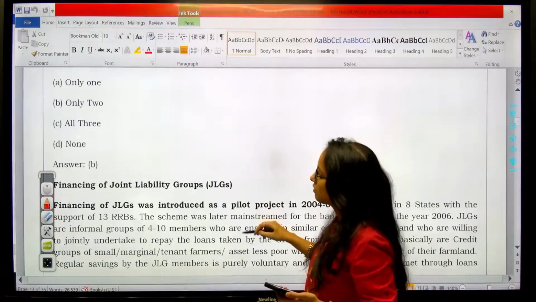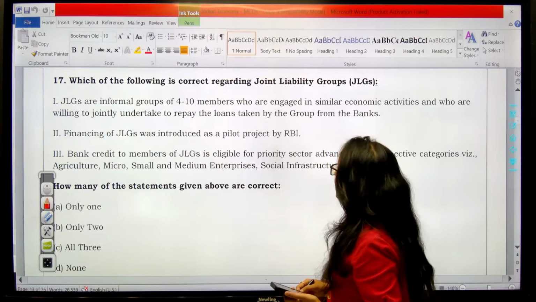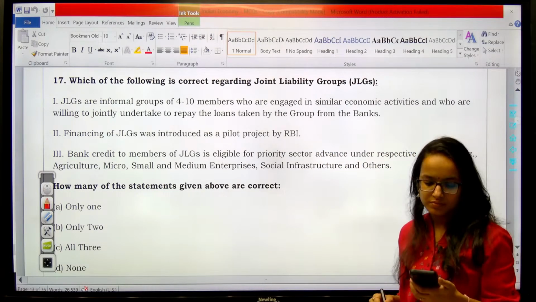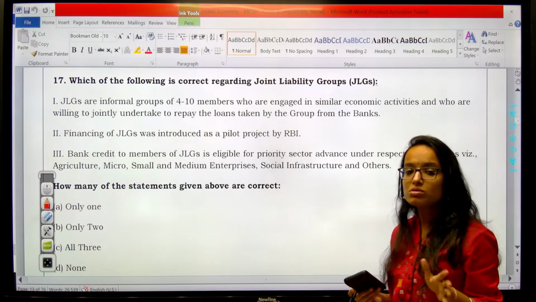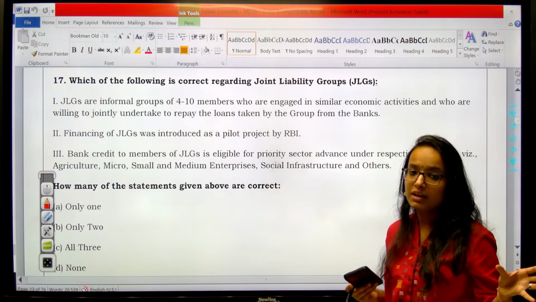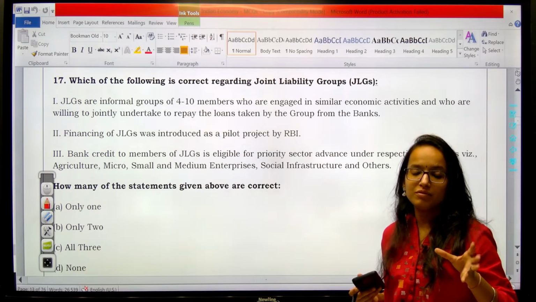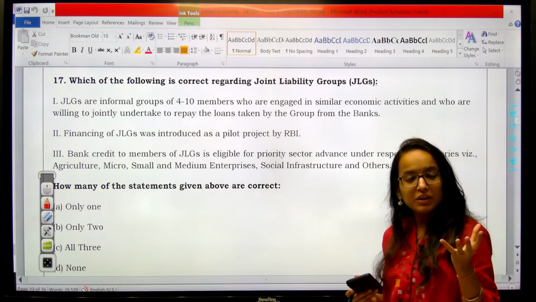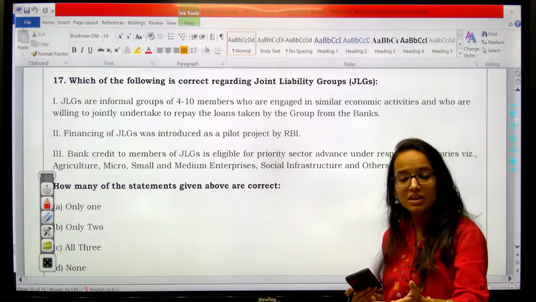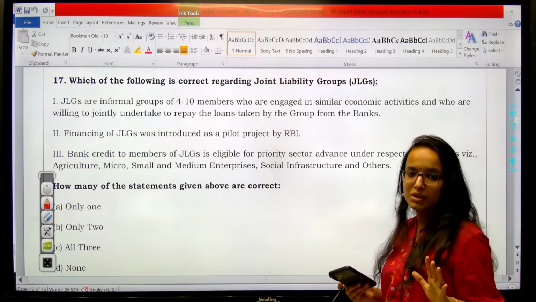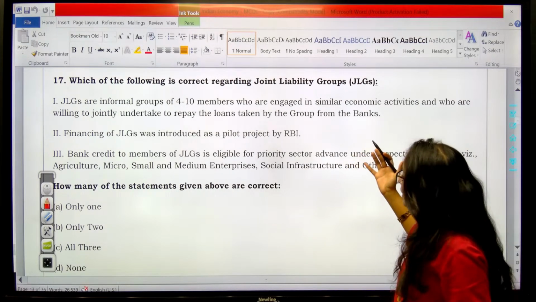Next question on your screen. Which of the following is correct regarding joint liability groups? Joint liability groups. Again, very important, similar to self-help groups, but something different, right? So SHGs, as you know, are one of the very interesting and favorite topics of UPSC. They keep on asking questions on SHGs in prelims and mains, right? A similar topic becomes important for your examination. Joint liability groups, JLGs.